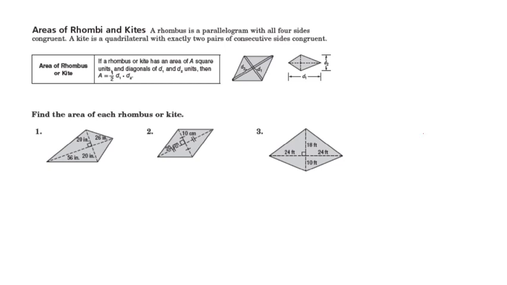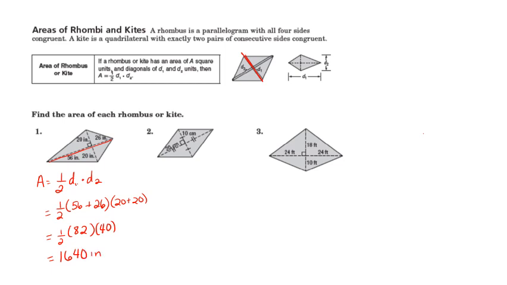All right. So here, this is a diagonal here. So if I multiply those 2 diagonals and divide that by 2, then I get the area of the kite or the rhombus. So let's look at number 1. So area equals 1/2 diagonal 1 times diagonal 2. So 1/2, let's see, this one is 56 plus 26. And the other one is 20 plus 20. All right. So that's 1/2, 82 times 40, which is 1,640 inches squared.